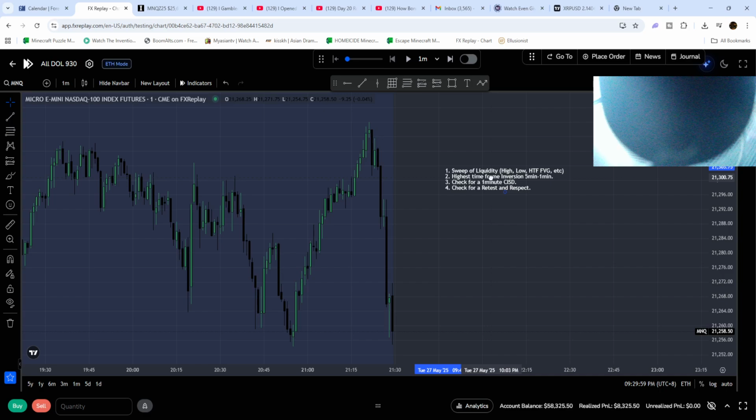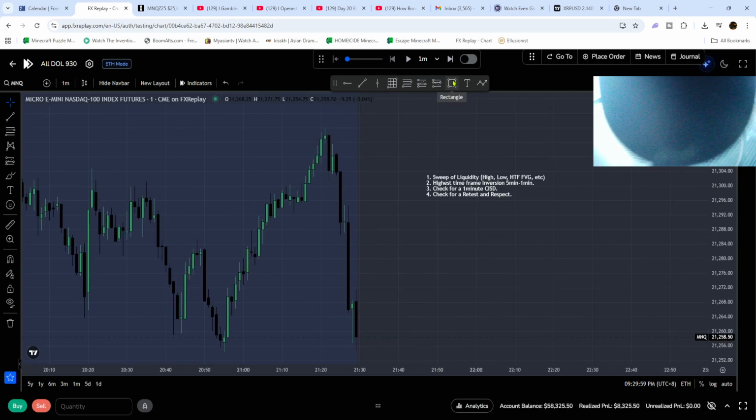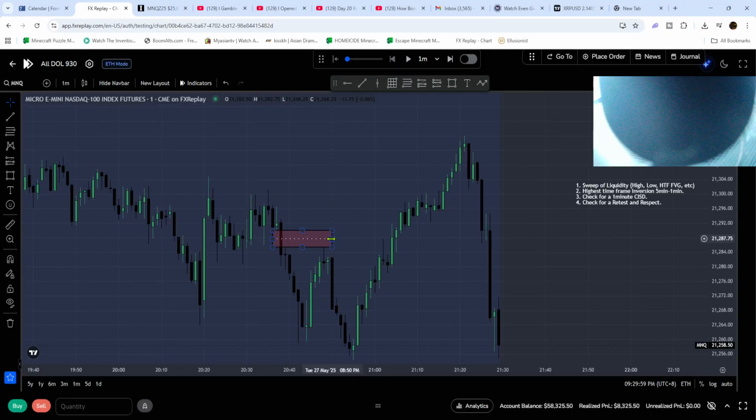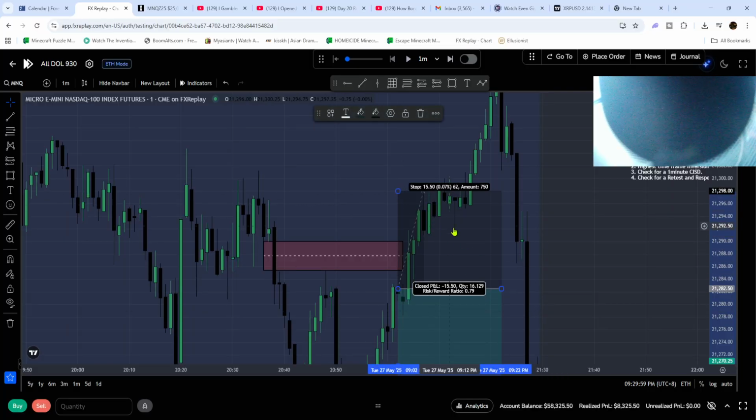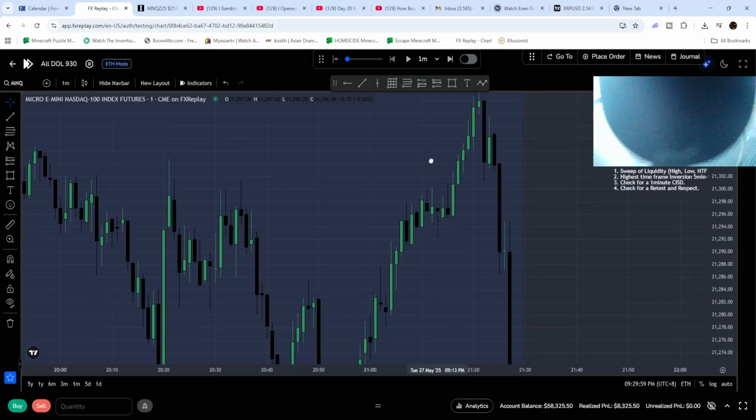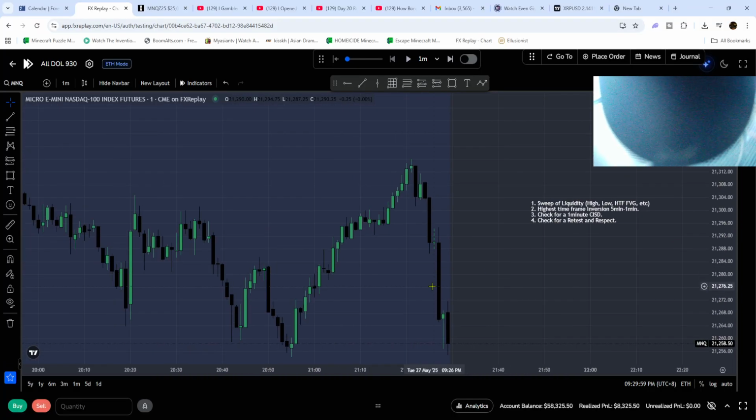So what is a retest and respect? Let's say there is a fair value gap here. I want price to tap into this fair value gap and respect it like this. So it taps into it, shows a long wick push out. That is a respect, and I will take my entries like this. Be it I win or lose, that is where I will get my entries. But if it's a retest first, then a CISD, I'll take my entry off the CISD. So that is how I do my trades.